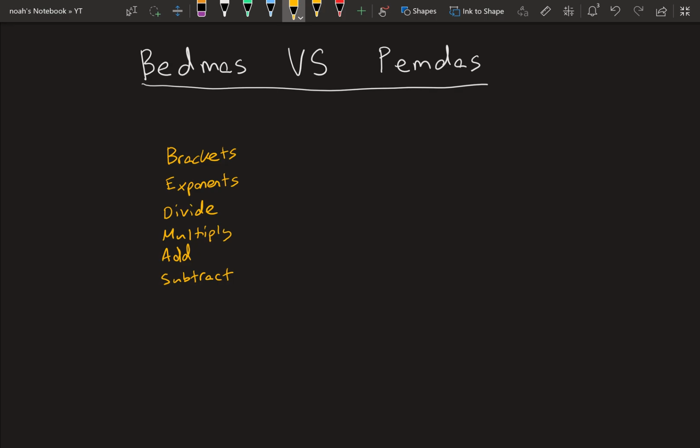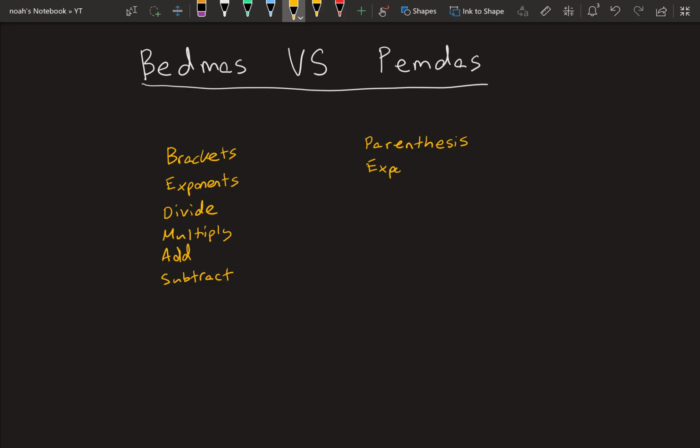Whereas PEMDAS is we have P for parentheses. It's also harder to spell. It's another reason to use BEDMAS. I think it's spelled like that.